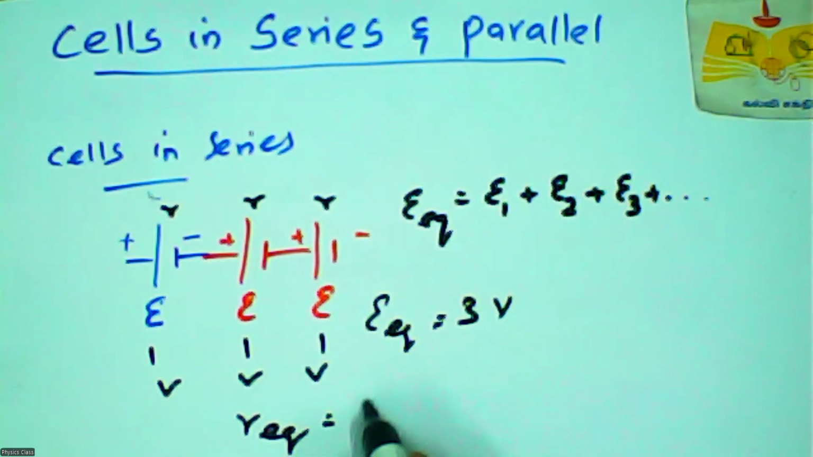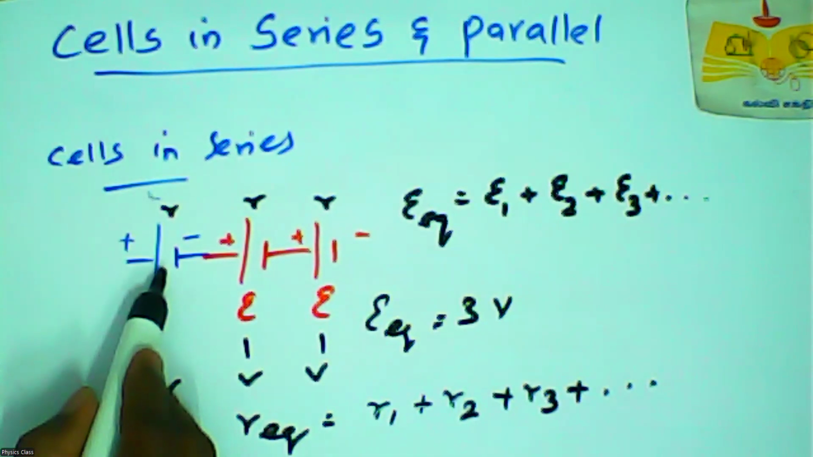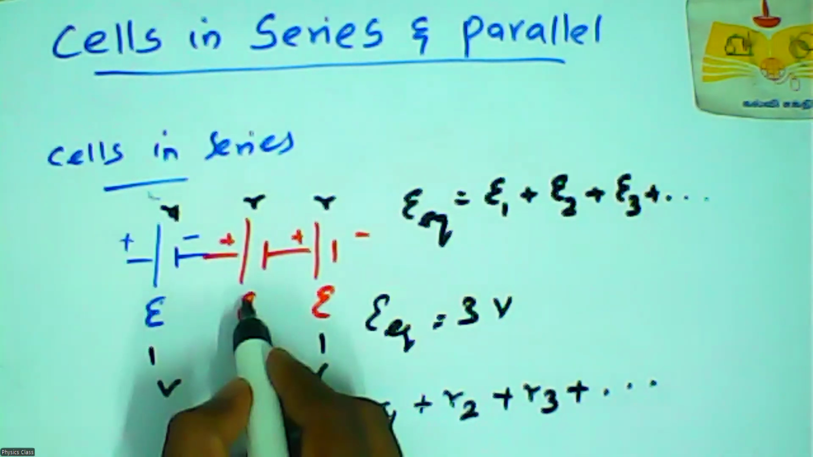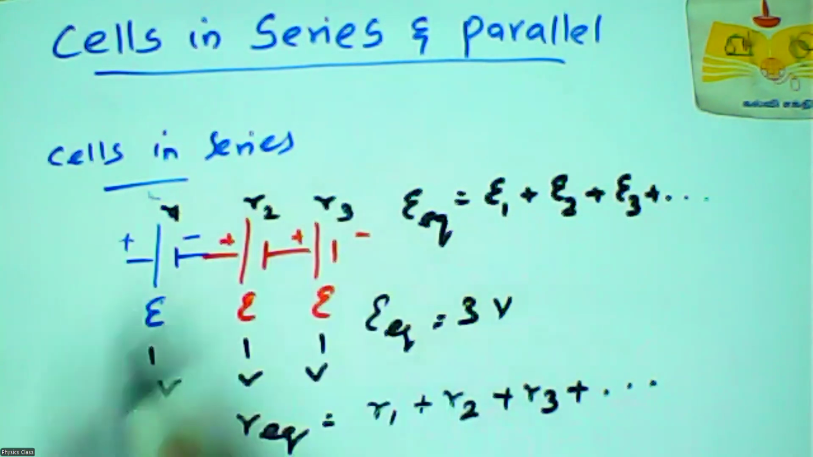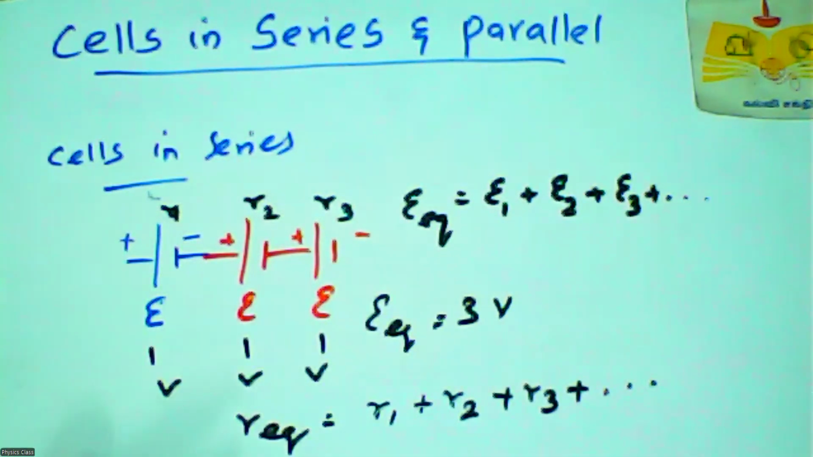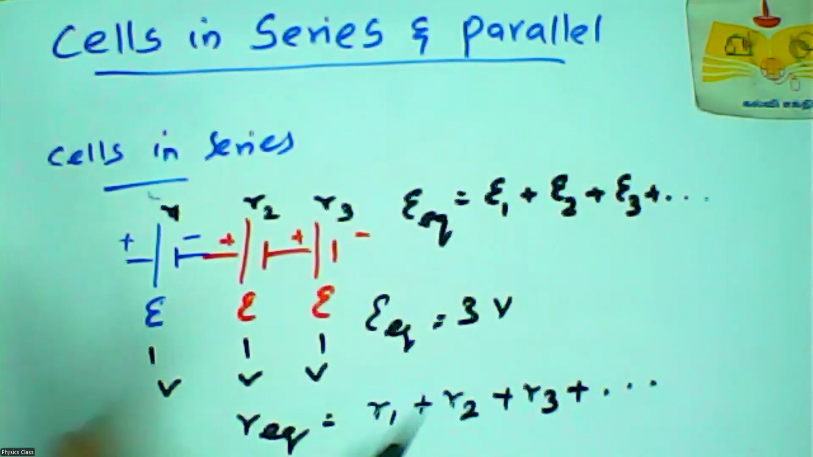Next, the equivalent resistance. It is the same as for EMF: we have to add the individual internal resistances of each cell, because this cell has an internal resistance R1, this cell has an internal resistance R2, and this cell has an internal resistance R3, which means they are different from each other. R1 is different from R2, different from R3.